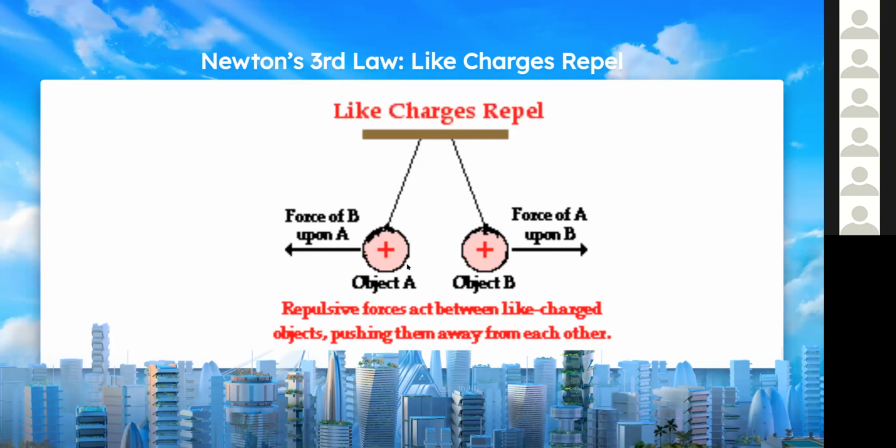Another way to think about this is like Newton's third law. Every action has an equal and opposite reaction. And so there's actually a repulsive force between any two like charged objects. There's a force that object A is pushing upon object B that causes object B to move this way, and a force that object B is pushing on object A that pushes object A this way. And so they repel equally.